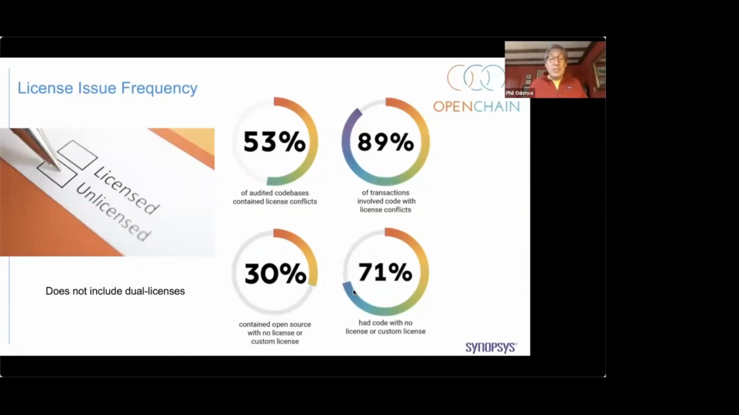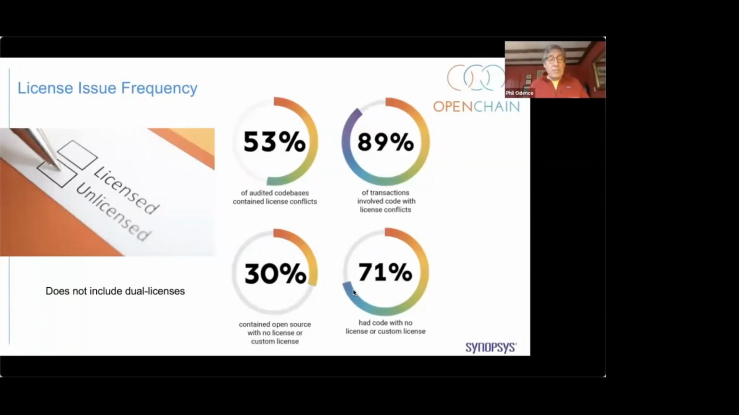And then in addition to that, 30% of the code bases had no license or custom licenses. And again, I'll talk a little bit about that. And that was 71% on a transaction basis.